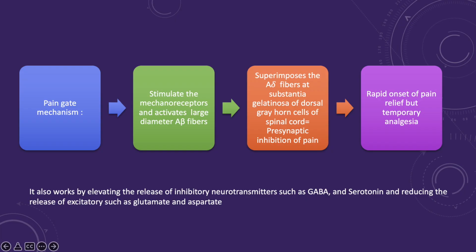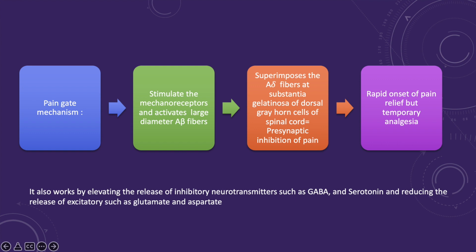Let's see once more how high TENS produces the pain relief. So it stimulates the mechanoreceptors and activates the large diameter A beta fibers, superimposes on the A delta fiber at the substantia gelatinosa of the dorsal horn of the spinal cord. Rapid onset but temporary analgesia.